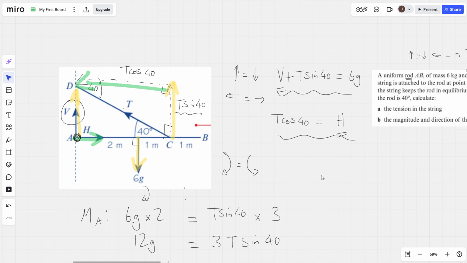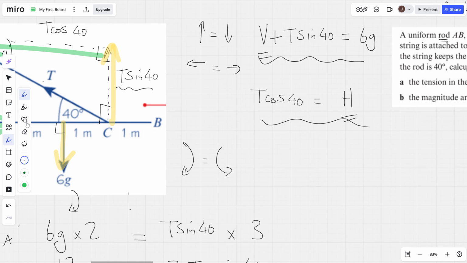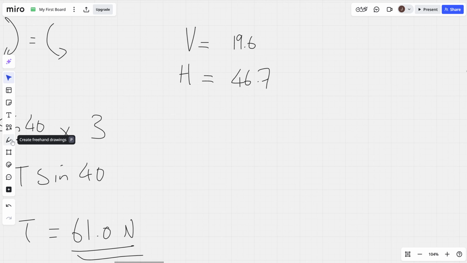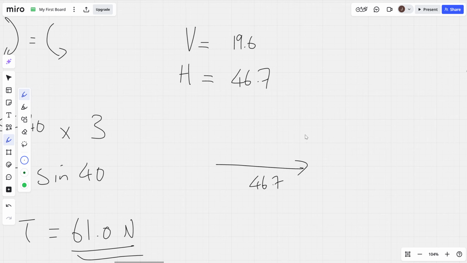So if you sub in the T values here, you should be able to get the V and the H value, and I'm going to just save a bit of time and work those out for you. So the vertical is going to be 19.6 and the horizontal is going to be 46.7. Okay, so that's what these do. And you draw yourself a force triangle, so that's 46.7, that's 19.6.